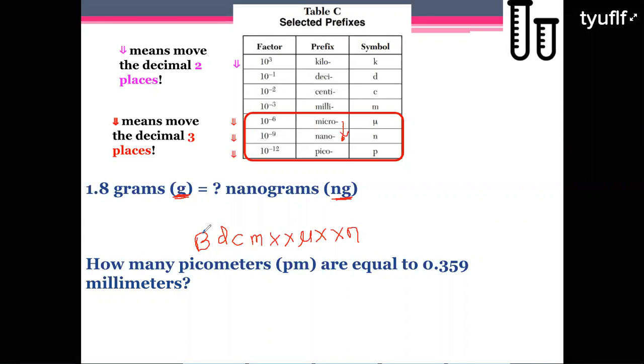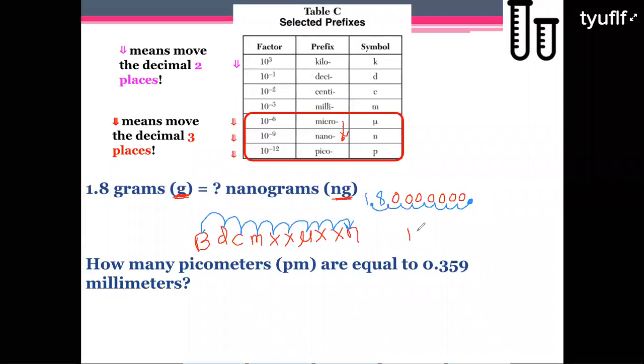Starting from base, I have to move my decimal 1, 2, 3, 4, 5, 6, 7, 8, 9 whole times to the right. If we look at my original number of 1.8, I have to move that decimal 9 times. So here's 1, then 8 more times: 2, 3, 4, 5, 6, 7, 8. And what do I put in all these empty spaces? Exactly, we put 0. Let's throw those zeros in: 2, 3, 4, 5, 6, 7 zeros.